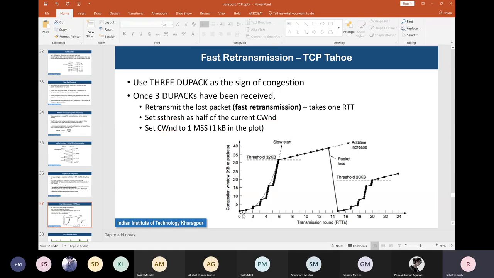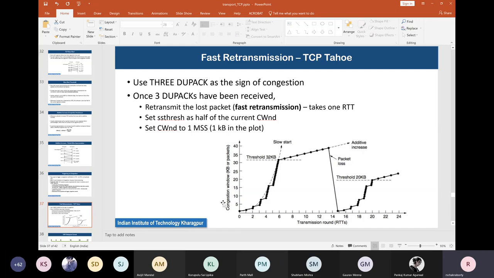One is called TCP Tahoe and the other is called TCP Reno. TCP Reno is better in certain aspects, but I will not discuss it in this class. It is available in many textbooks, Tanenbaum, Kurose-Ross, whatever. If you want, you can have a look at it. It's a modification of this. But let us first understand this TCP Tahoe scheme.